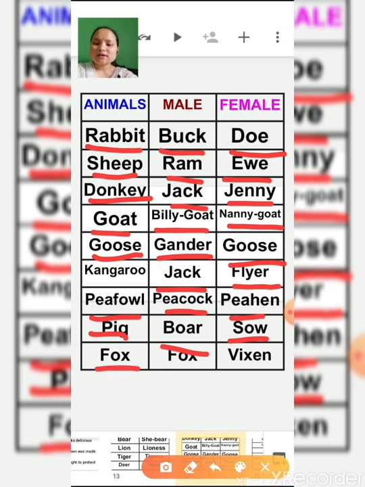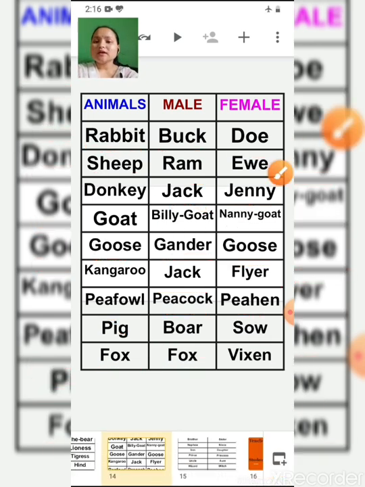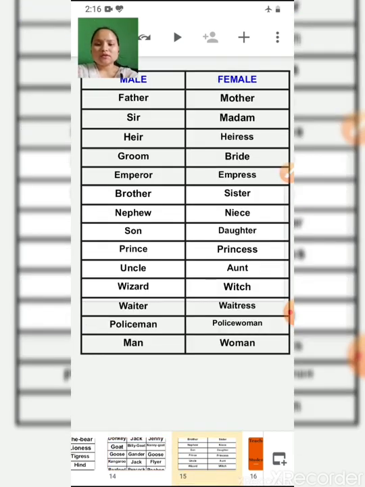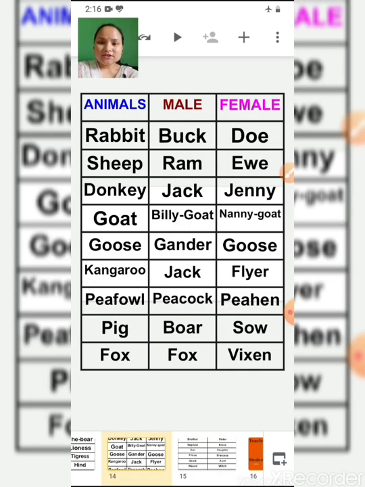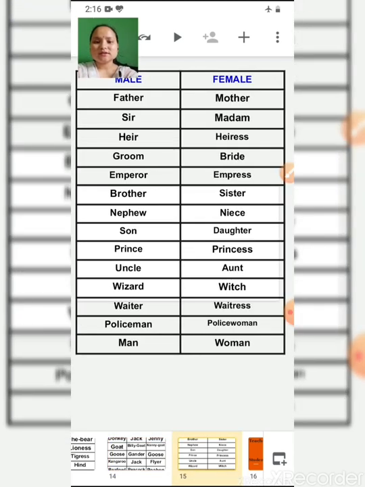Fox. Male fox is known as fox and female fox is known as vixen, V-I-X-E-N, vixen. So children, learn these animals, both gender names, male and female, and write them down in your notebook also. Now, we have seen gender classification for animals. Now let's see some gender classification for human beings.